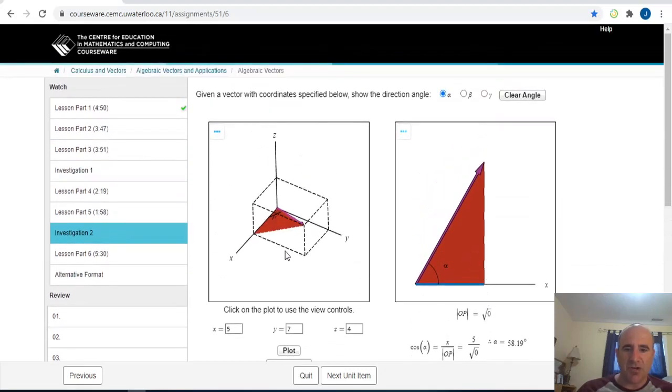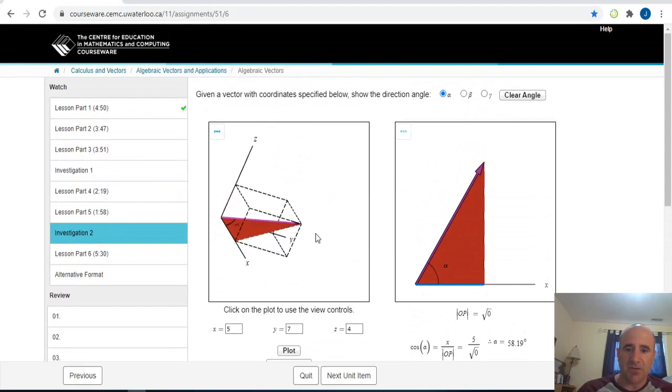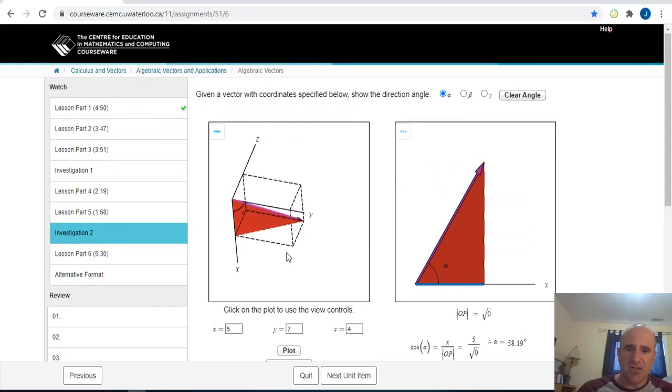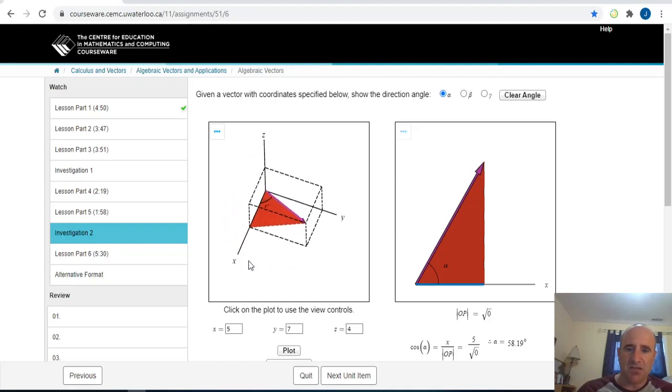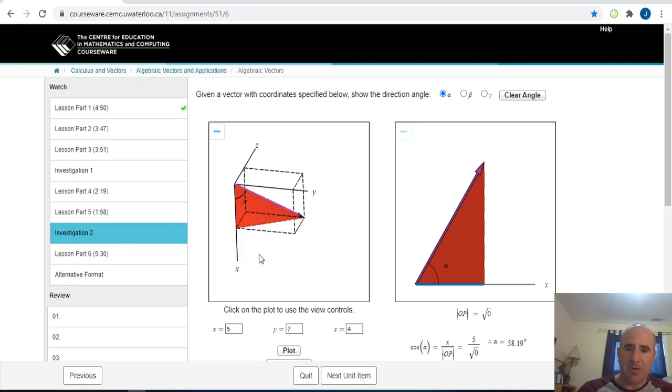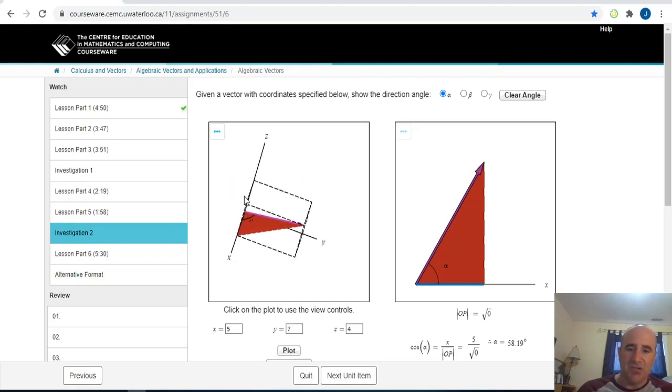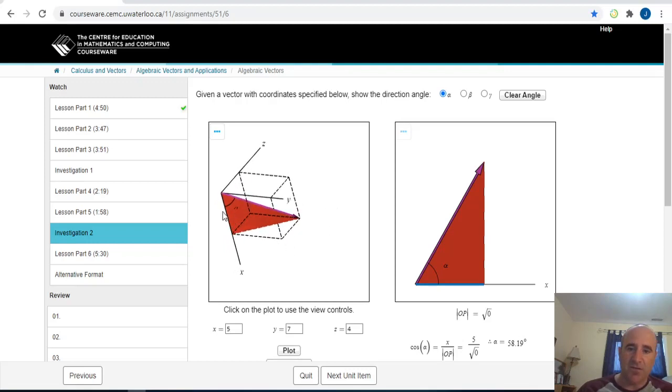It fills in that little triangle for you, which is kind of helpful. So that's what I wanted to show you. You can see this vector, there's the angle that it makes with the positive x-axis, and you can see the triangle. So the cosine of alpha is a divided by the magnitude of the vector.